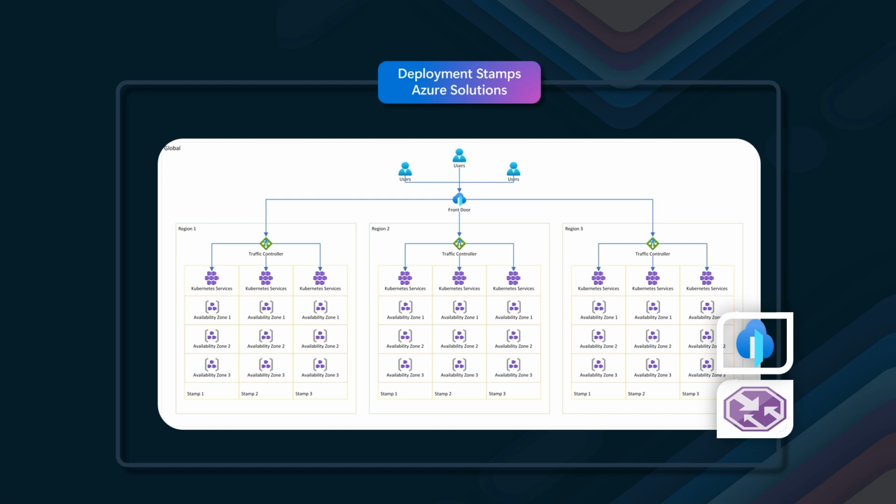So, deployment stamps is instrumental in managing large-scale deployments across multiple regions and availability zones, ensuring that your application remains robust and available to users worldwide. So let's explore this concept and its practical implementation in Azure.